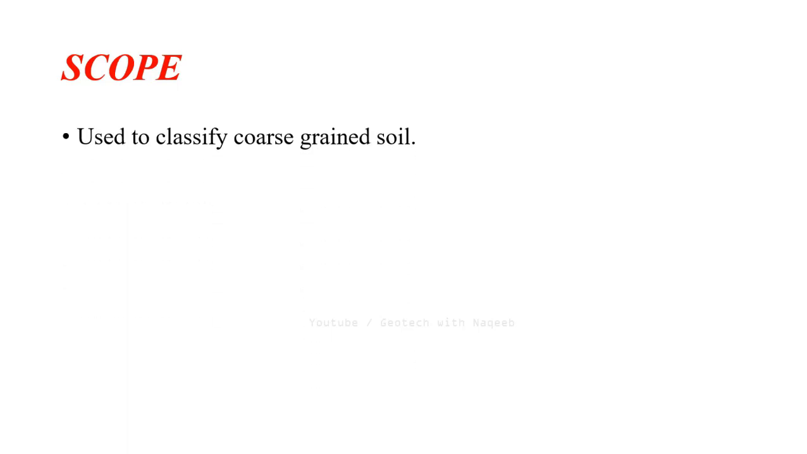Now what is the scope? Sieve analysis is used to classify coarse grained soil. Using the sieve analysis we determine the percentage of sand, percentage of gravel, and percentage of fines. Fines are further categorized into two types: clay and silt. We cannot determine the size of silt and clay using sieve sets, so we perform hydrometer analysis to determine the size of clay and silt. That is why sieve analysis is only used to classify coarse grained soil.